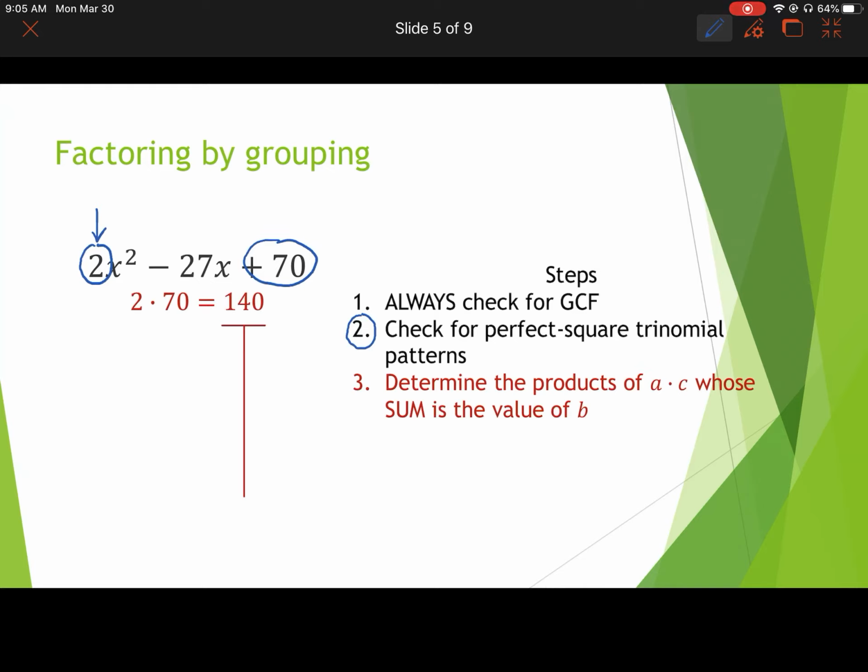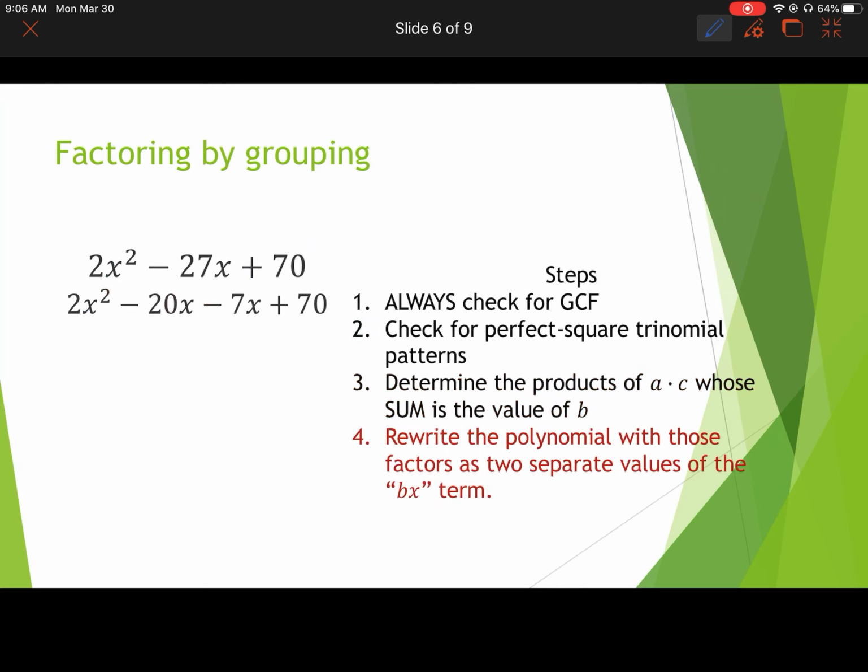Now, if you recognize the patterns, obviously both of these numbers need to be negative, because a negative times a negative would be a positive 140, but a negative plus a negative would give us negative 27. So once we break it down, we know negative 20 times negative 7 is positive 140. Negative 20 and negative 7 gives us negative 27.